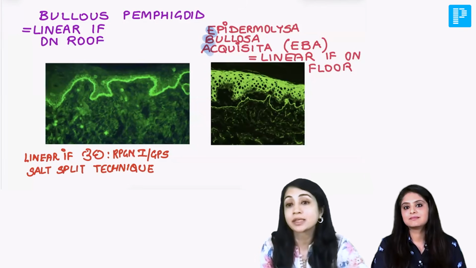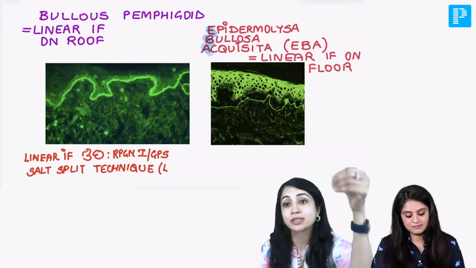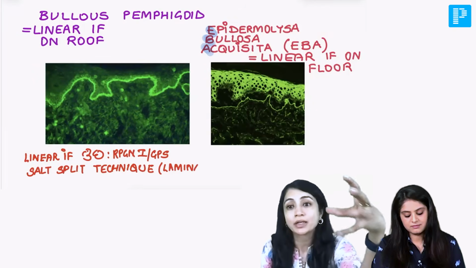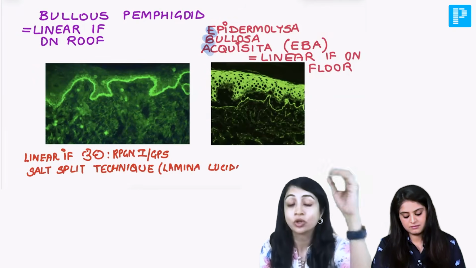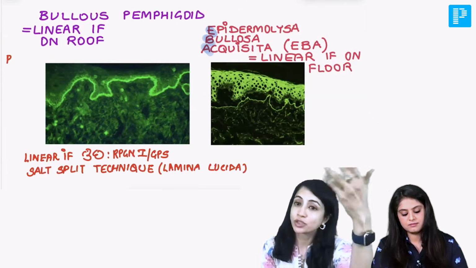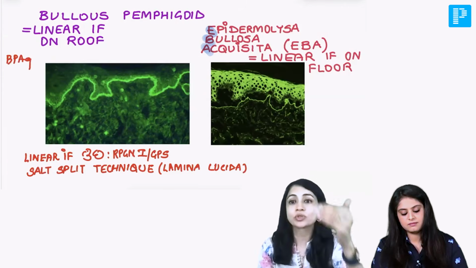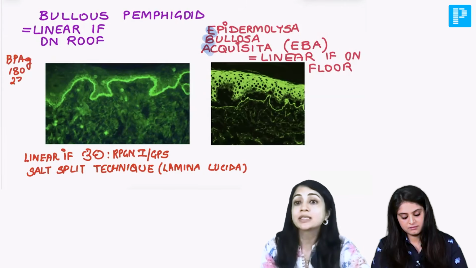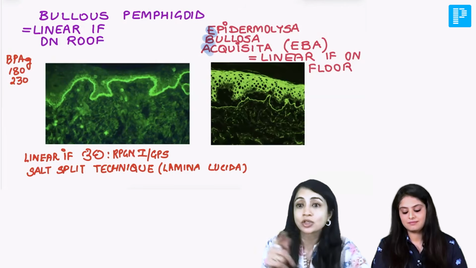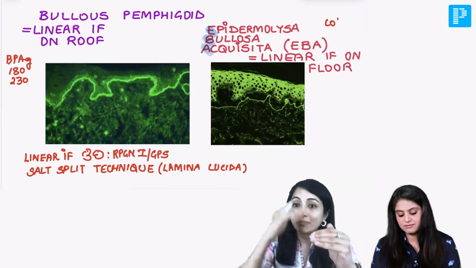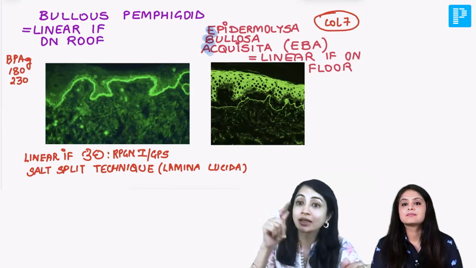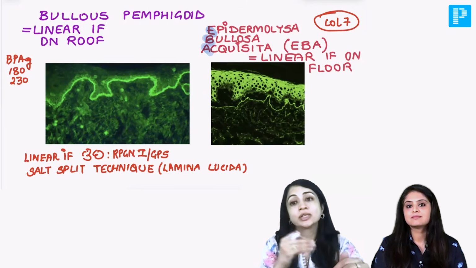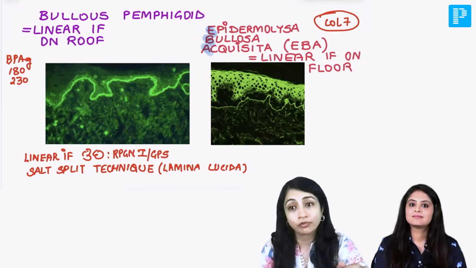Now, as Dr. Preeti said, in bullous pemphigoid, the antigen is in the hemidesmosome. It is BP antigen 180, 230 that you know. That is above the lamina lucida, and that is why when you split it, you see fluorescence on the roof. Whereas in EBA, the target antigen is collagen 7, which is in the anchoring fibrils, below the lamina lucida. And that is why you see it on the floor.